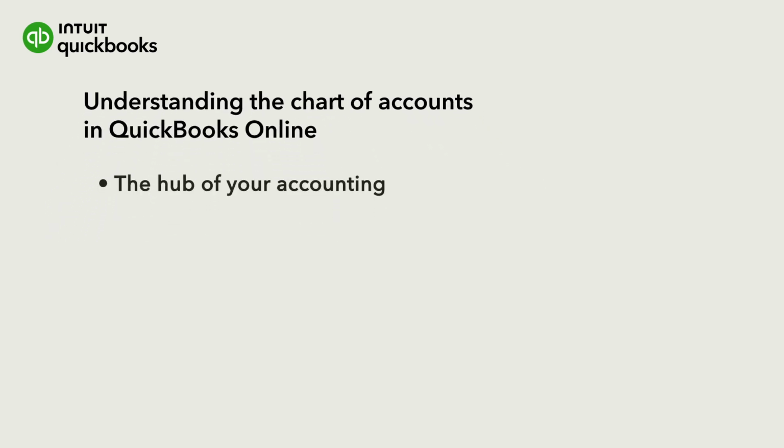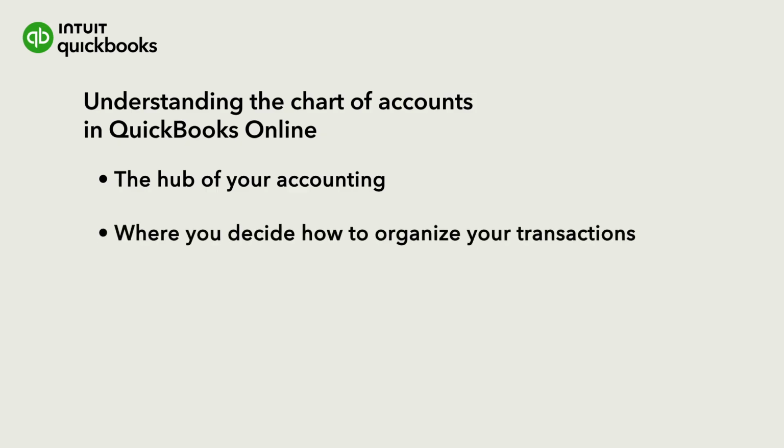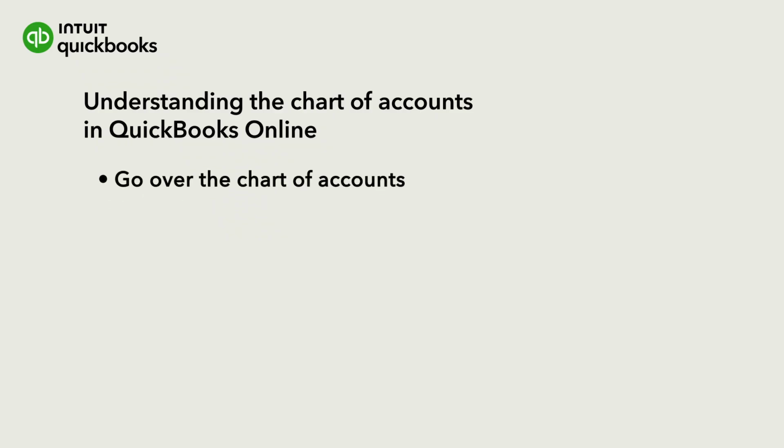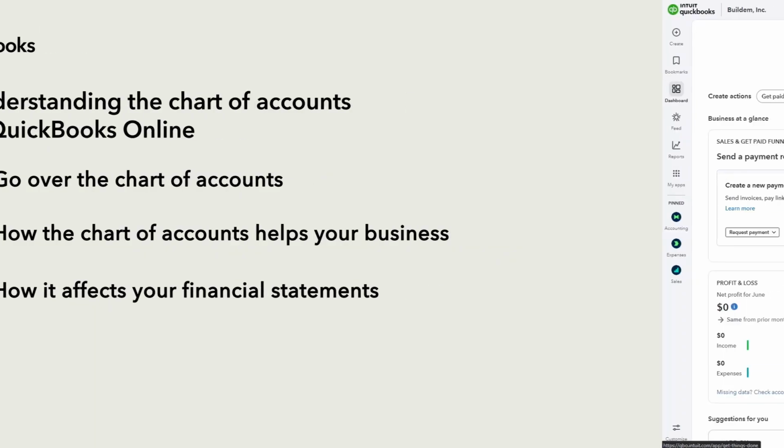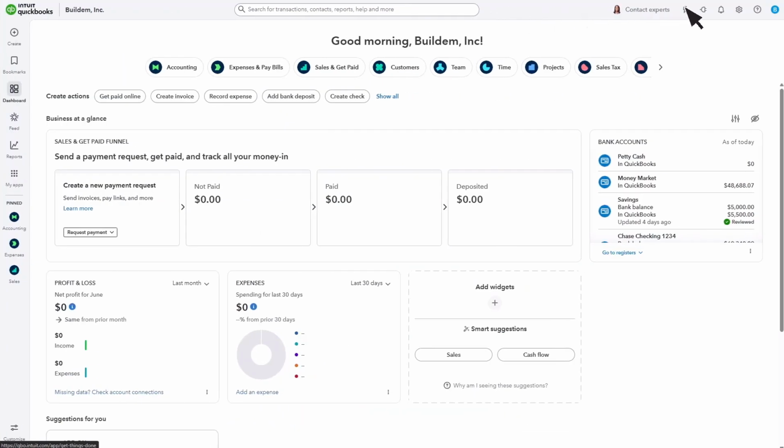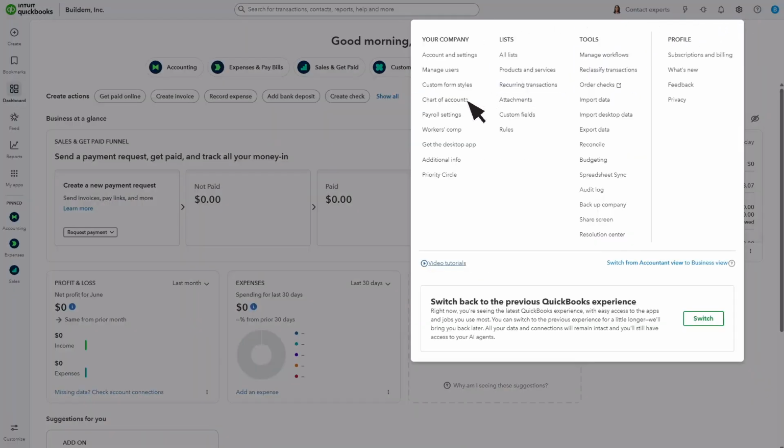The chart of accounts is the hub of your accounting. It's the central place where you decide how you organize your transactions. Every account or category you use in QuickBooks for every transaction comes from the chart of accounts. Let's go over the chart of accounts, how it helps you organize your business, and how it affects your financial statements. To get to the chart of accounts, select the gear, Chart of Accounts.